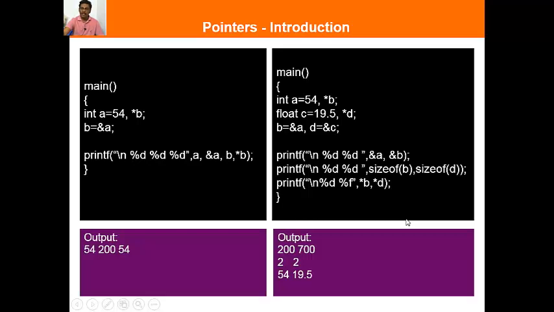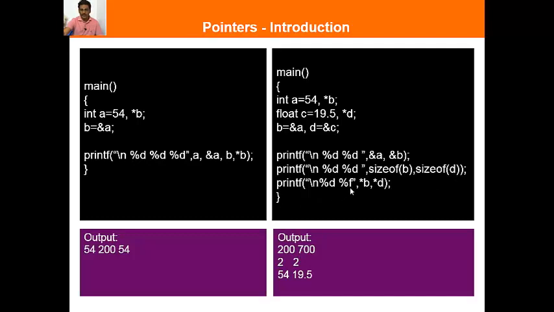The address of every type of variable is an integer. So every type of pointer variable can store an address only, so the size of every type of pointer variable is 2 bytes only. b is an integer pointer variable, d is a float pointer variable, but each has a size of 2 bytes, because the address of every variable is in integer format, so it requires only 2 bytes. It may be any type of pointer.